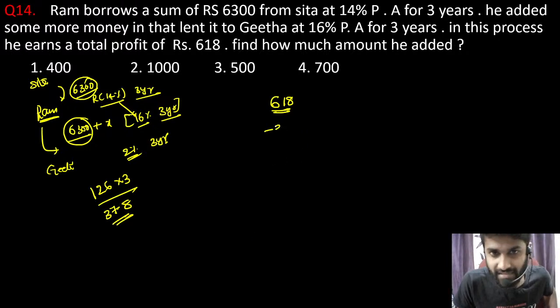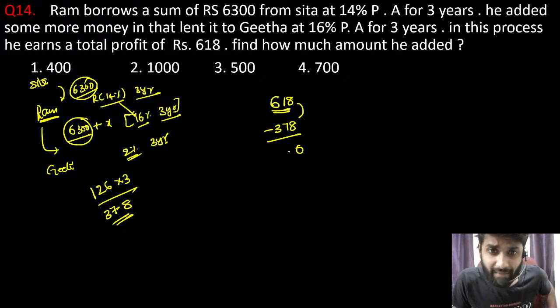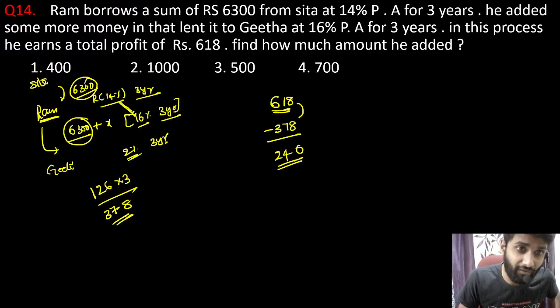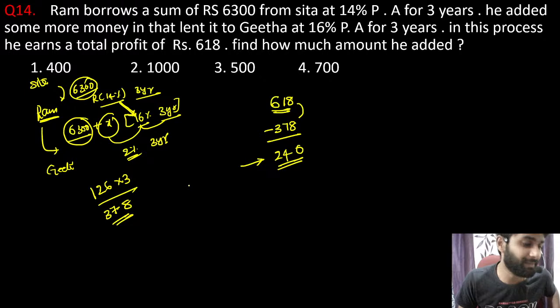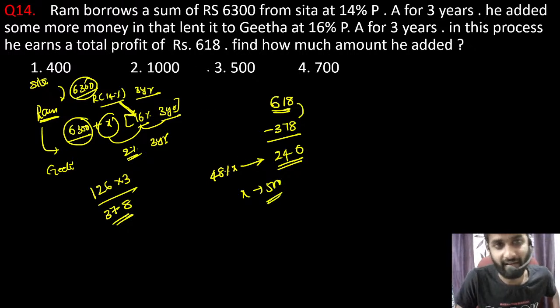Now I subtract 378 rupees. 8 minus 8 is equal to 0, and again the value becomes 240. Still, he gains 240 rupees extra. Why does he gain 240 rupees extra? Because he was adding some amount at a rate of interest of 16 percent per annum for 3 years, so the total becomes 48 percent of X. Now the X value becomes exactly equal to 500.